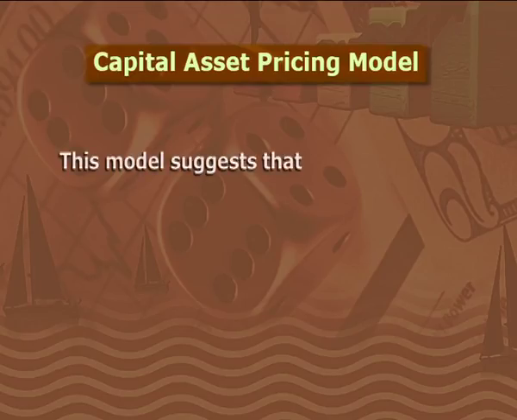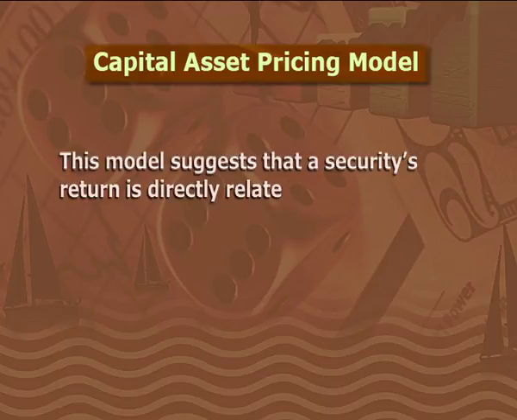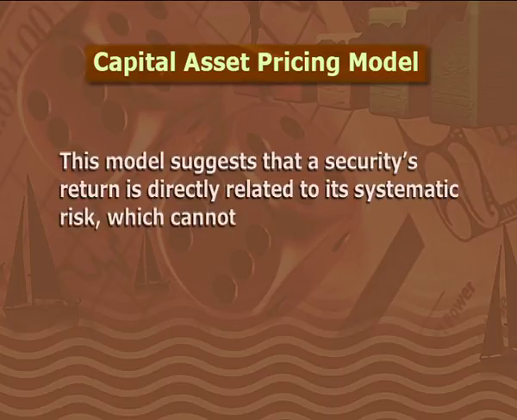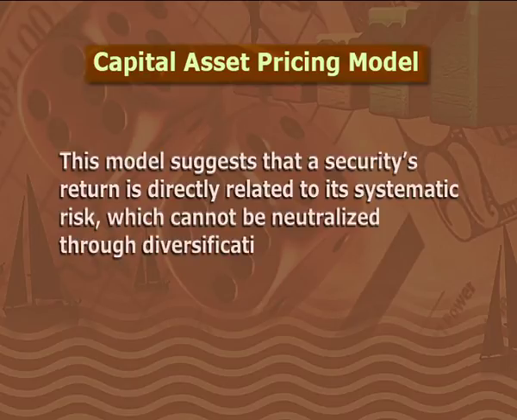This model suggests that a security's return is directly related to its systematic risk, which cannot be neutralized through diversification. The total variance of returns is equal to market related variance plus company's specific variance. Capital asset pricing model explains the behavior of security prices and provides a mechanism whereby investors could assess the impact of a proposed security on the overall portfolio risk and return.